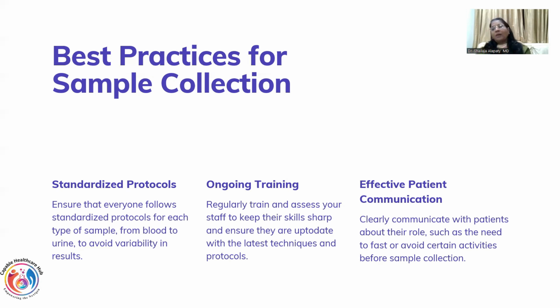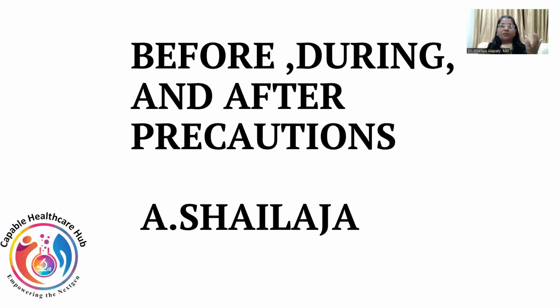So the best practices for sample collection is to standardize all the protocols, regularly train and assess your staff, keep their skills sharp, and ensure that we communicate to the patient about what their role is, how they have to be prepared, how they have to come fasting, what activities they are not supposed to do. FBS, PPBS. For PPBS collection, they will drink and they'll go around the entire hospital and come after 2 hours. Of course, the PPBS value will be low. So communicating to the patient is very, very important.